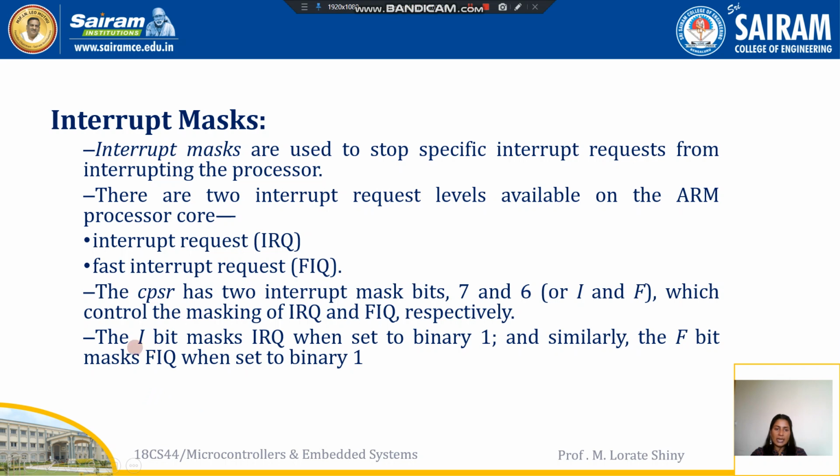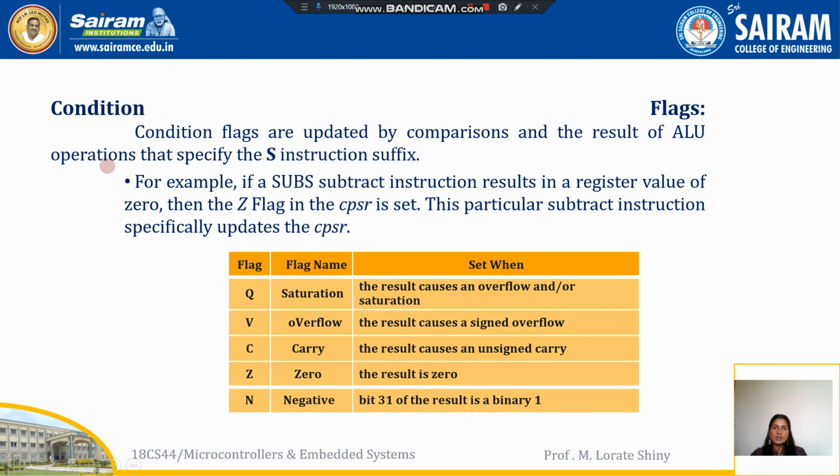So when the I bit is set to binary 1, the interrupt request is masked. Whenever the F bit is set to 1, F is fast interrupt request, the fast interrupt request is masked, meaning disabled. So next we will move on to the condition flags.